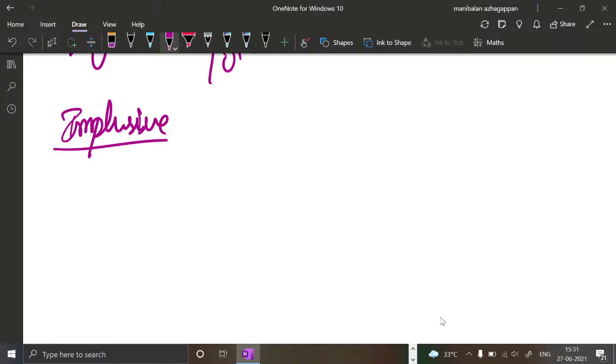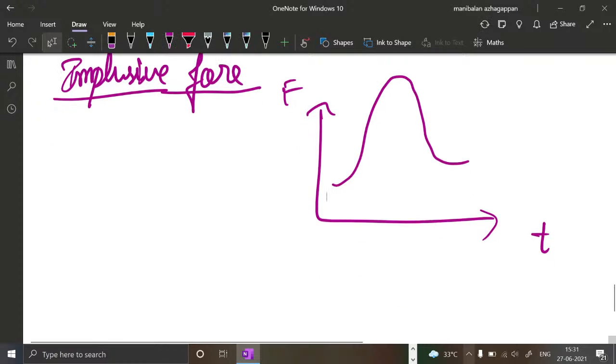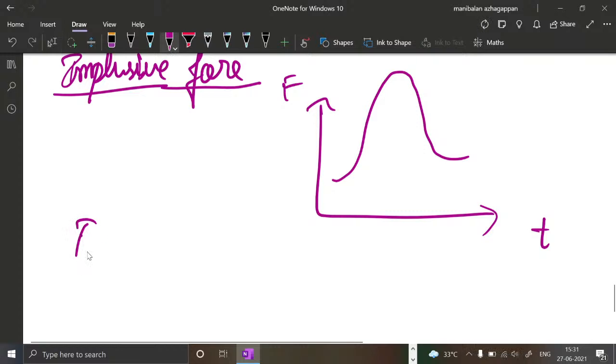Impulsive force. Okay, what is impulsive force? A huge force acting in a short time period. A lot of force acting in a less time period, we can take it as an impulsive force. So here F is equal to ma.